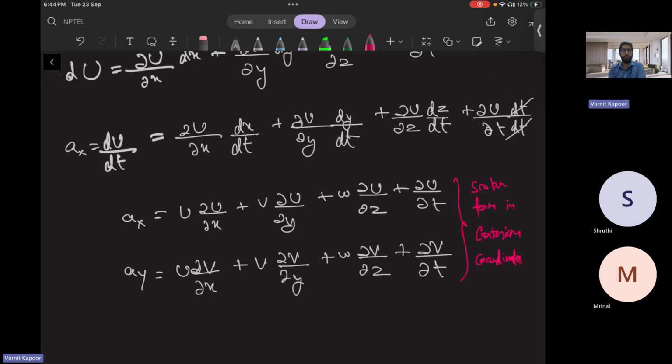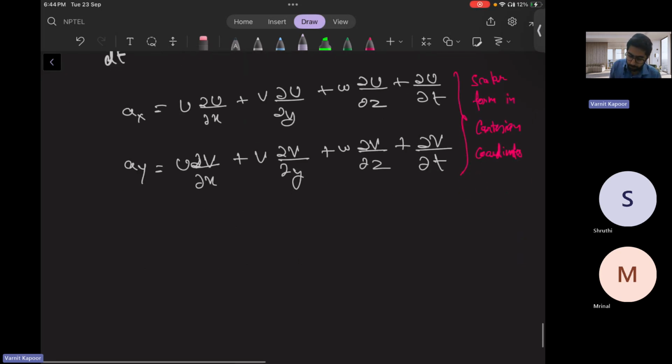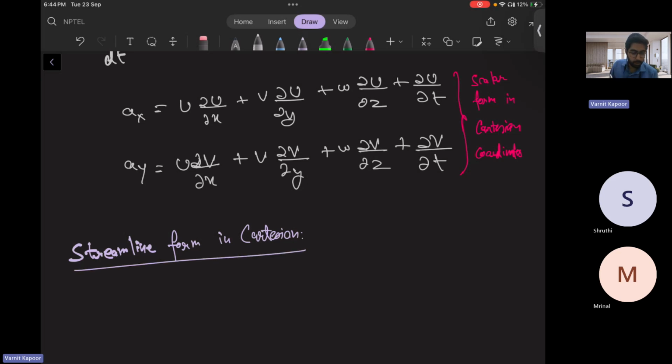Okay, this is the scalar form. Now the streamline form. So what is a streamline? We said that it's an imaginary line. If you draw a tangent on that curve, it will give you a velocity vector. Okay.